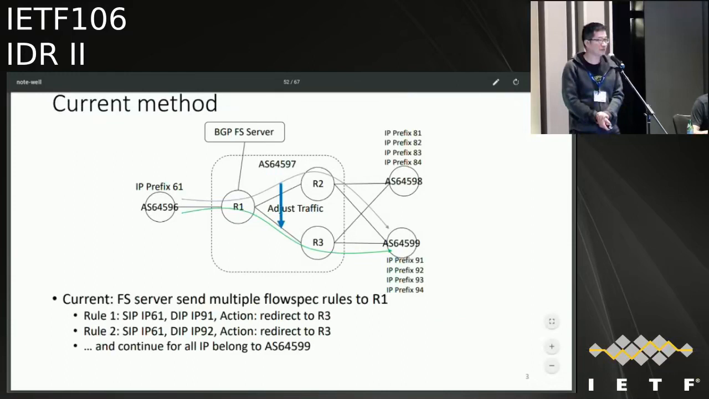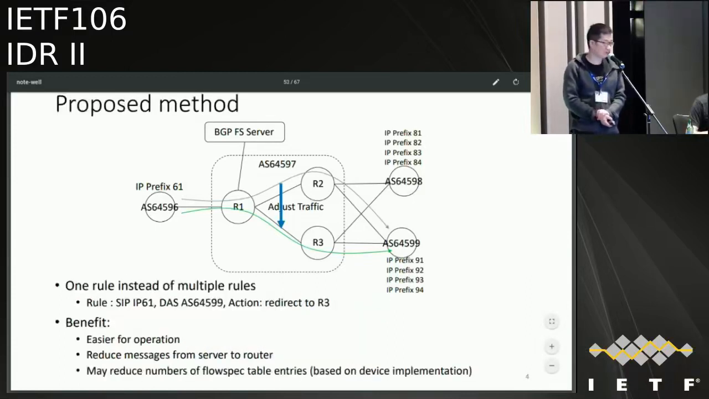In the current method, we can also do it, but we must generate multiple flow spec rules and send them to the router. For example, we would use the SIP and the DIP and multiple entries to do this. But we propose to use one route instead of multiple. We use a destination IP Origin AS route instead of multiple destination IP addresses. This has some benefits. It's easier for the operator, it reduces the messages from server to router, and it may also reduce the number of flow spec table entries.